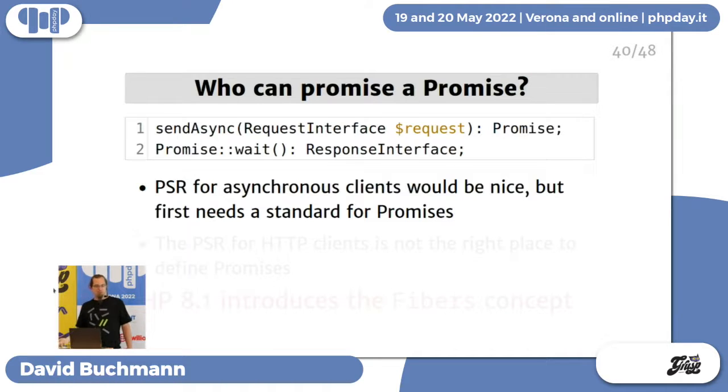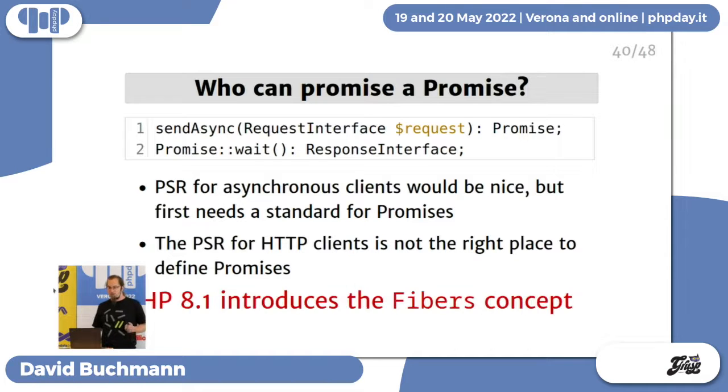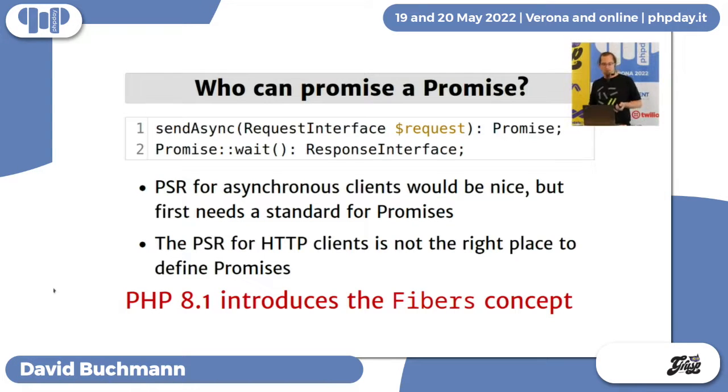So it would be nice to have a PSR that defines that as well, but to do that, we need some sort of promise implementation, and the PSR about HTTP clients definitely is not the place to define how promises in general work. There is something very much like promises in PHP 8.1, the fibers. So I do have hopes that now we can move forward with this topic, that we don't even need a PSR for promises, because fibers should be able to handle what we need here.